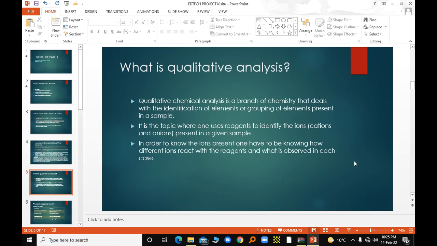So that person will require you to tell him what is in the substance. How are you going to do it? By using certain reagents which can confirm the presence of some. So how are you going to be able to confirm? That's when you know how the reagents react and what is observed in each case.